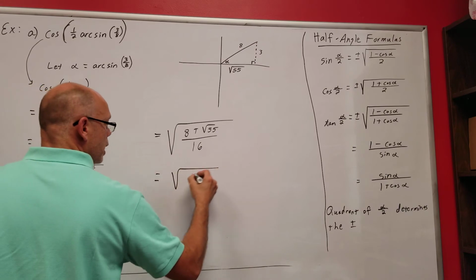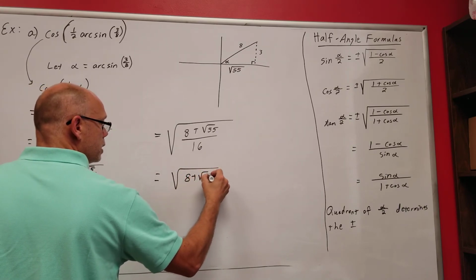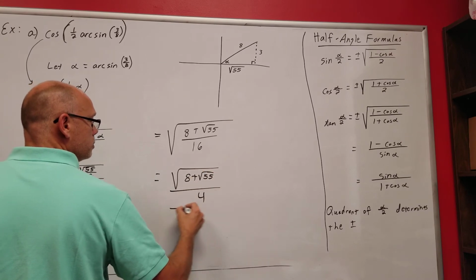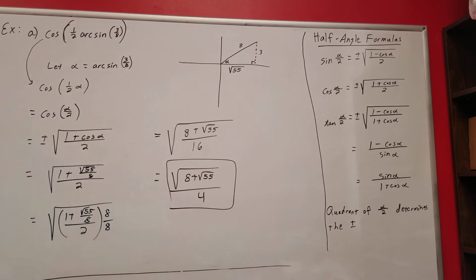Well, that's the square root of 8 plus the square root of 55 over the square root of 16, which happens to be what? 4. There we go. Not very pretty again, but guess what? It's the exact value.